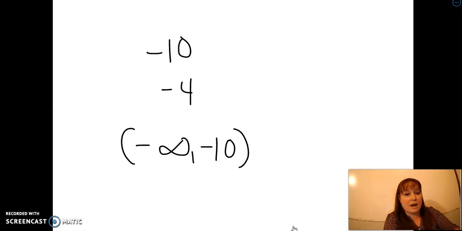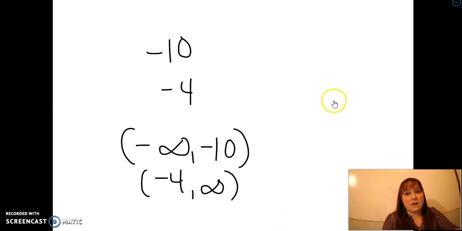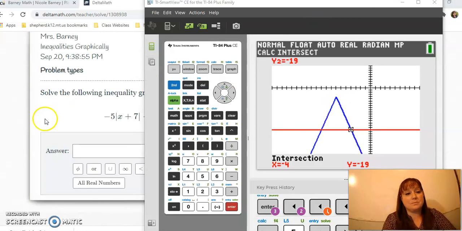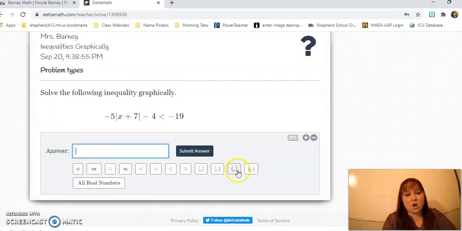So I'm going to have an open bracket. I don't want equal to, I just want less than. And then from negative 4 to infinity, I'm going to have values as well. So we can go ahead and put that in here. So we're going to have open brackets for both of them because infinity is not a number, so we cannot have a closed bracket for something that's not a number. So I go from negative infinity to negative 10. And let's try the OR here and see if that works. I believe it should. Either the union or the OR should work.